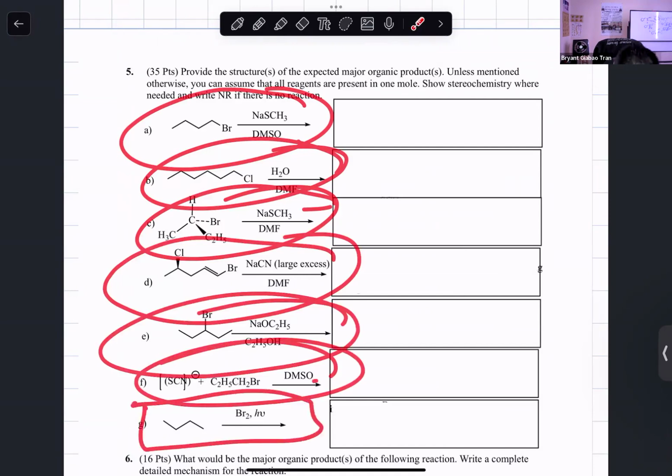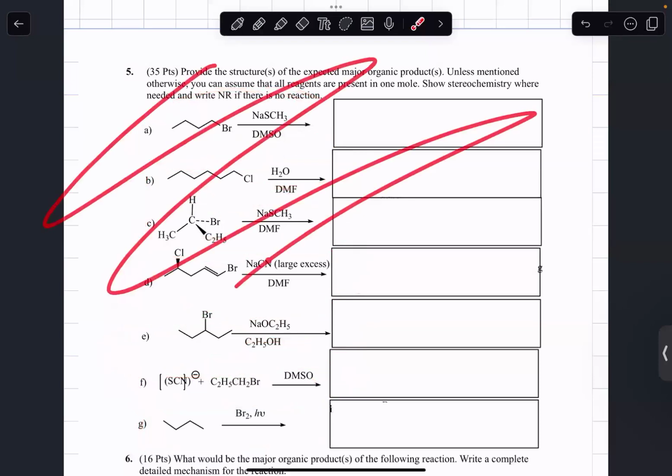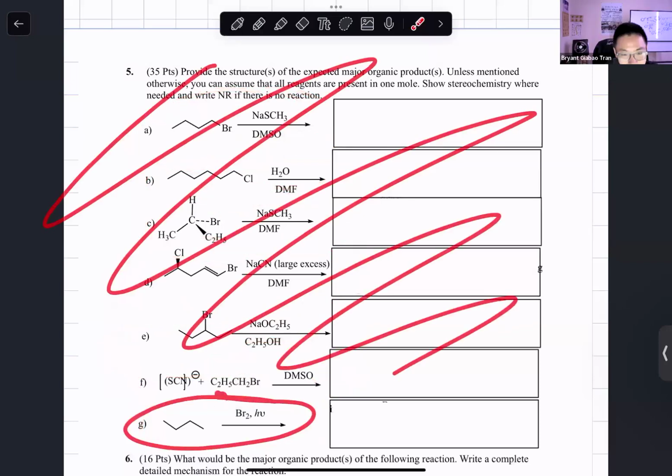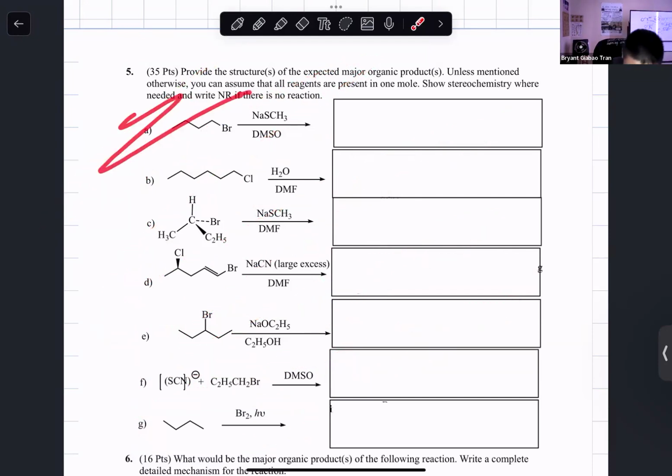This one you did learn. Out of all of these, you only need to know how to do this last one. I was looking at those and they didn't look familiar to me. Don't worry about it. Don't worry about these.